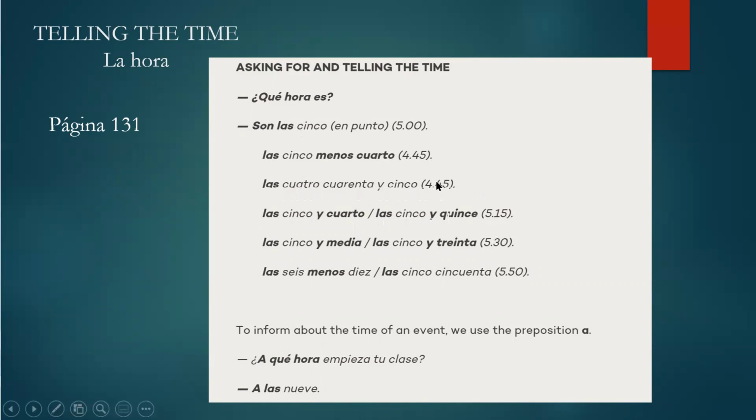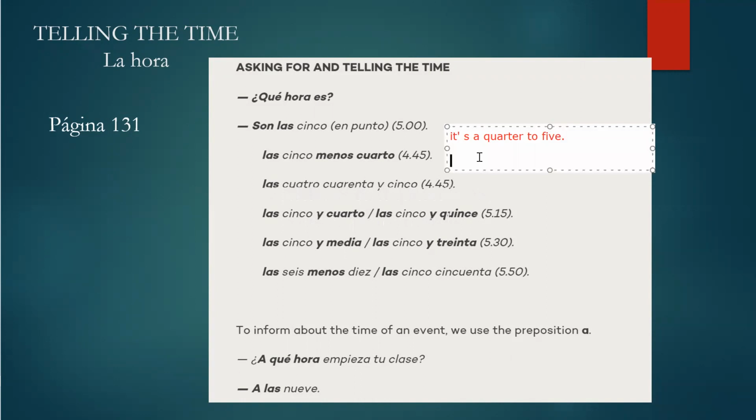This time here is 4:45. Son las 4:45. Now, you see the word cuarto here? In English, you say, for example, it's 5 o'clock, you know, it is 4:45. Yes, this is what you say here, right? 4:45. So let me put that here. So this one here, in English, you can say it is, or it's 4:45, right? You agree with me, right?